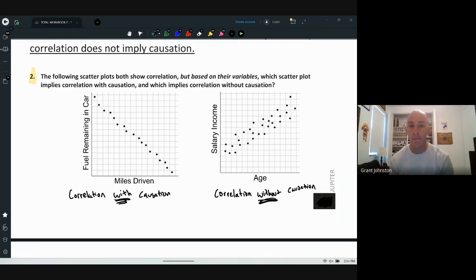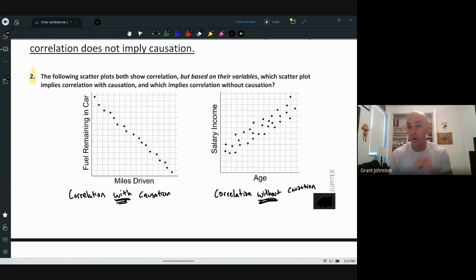Now let me explain. So this one's without. Sure, there's correlation between age and salary income, but this is not causation. Being older doesn't directly, explicitly cause you to make more money. Just because you're older doesn't make you more money. Sure, there's a relationship, because as time goes on, you most likely get some promotions and stuff like that, but it doesn't cause you to.